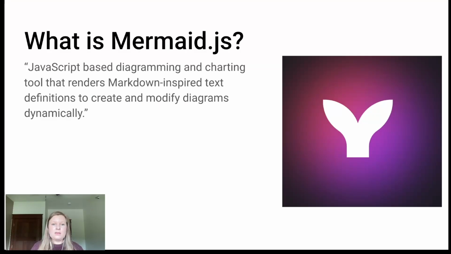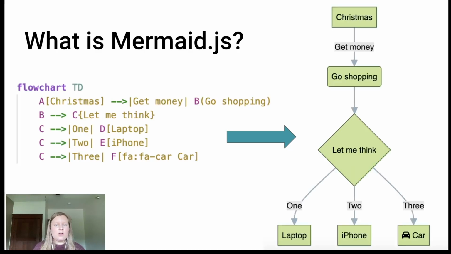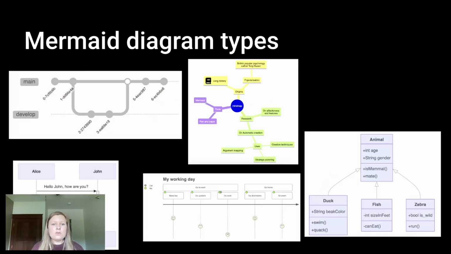What is Mermaid? It's a JavaScript-based diagramming and charting tool that renders Markdown-inspired text definitions to create and modify diagrams dynamically. Using Mermaid, you can create diagrams in a simplified Markdown syntax, and they will automatically render as diagrams thanks to a Jekyll plugin that we use. Here are a few additional examples of the different types of Mermaid diagrams you can create.